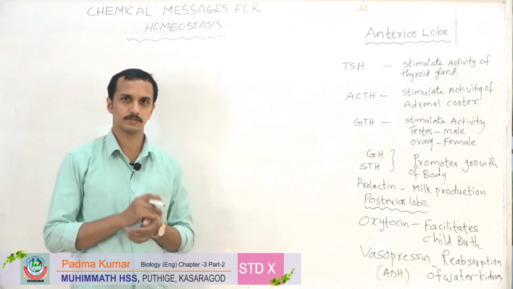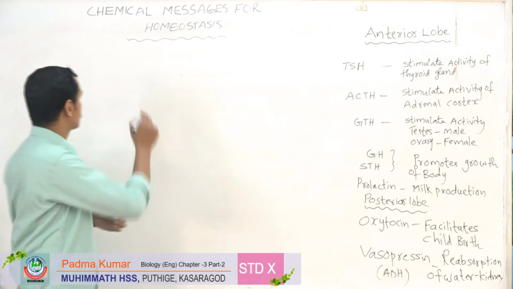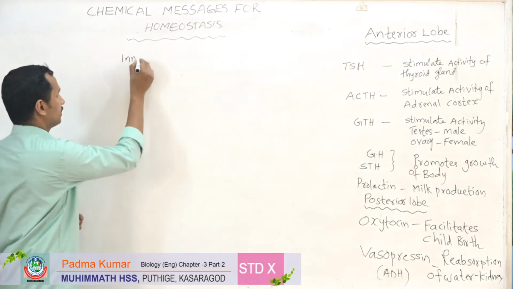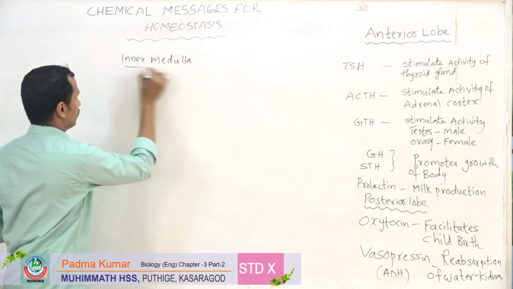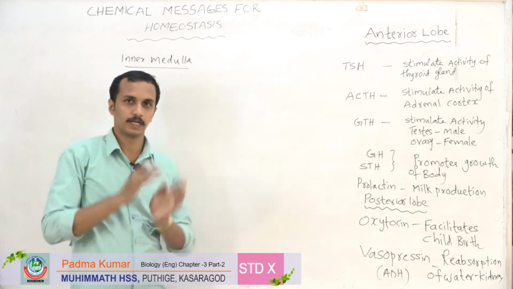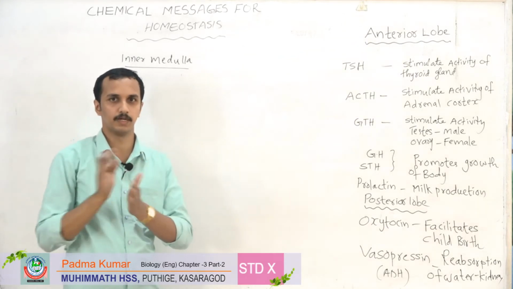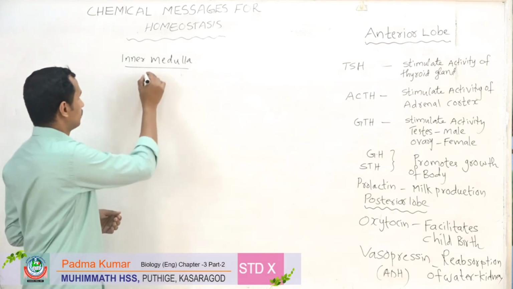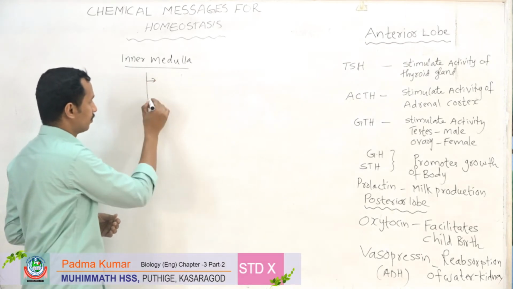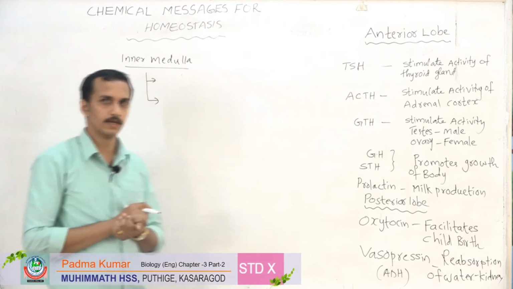Okay, students, so there are two regions. The adrenal gland has two regions, the inner medulla and the outer cortex. The inner medulla mainly secretes two hormones.